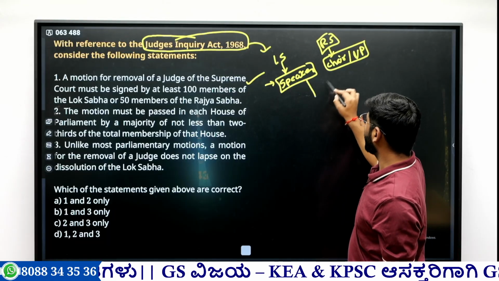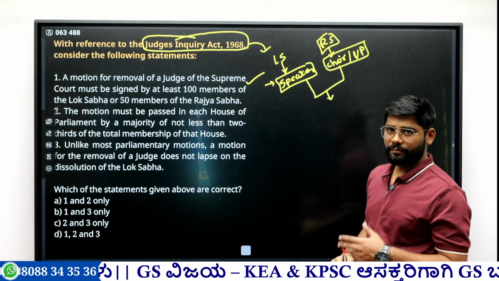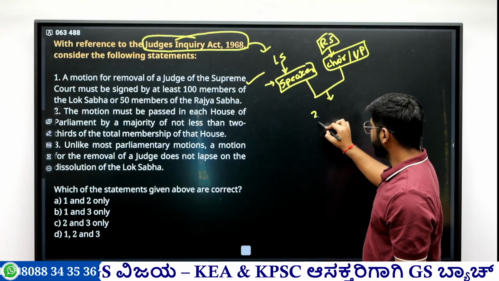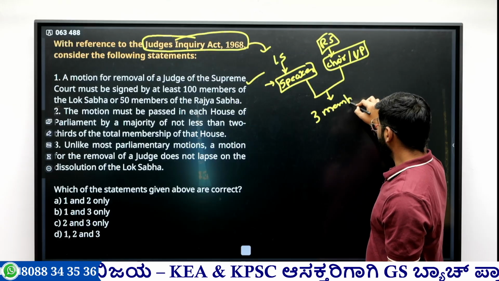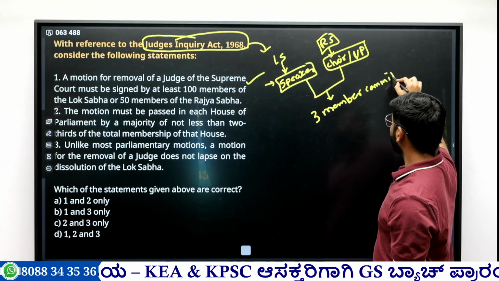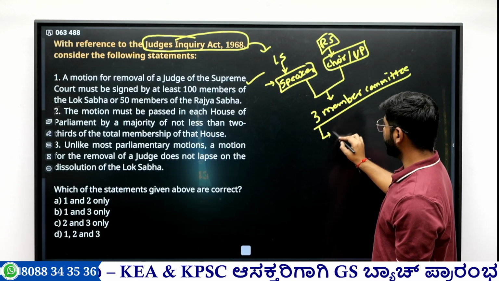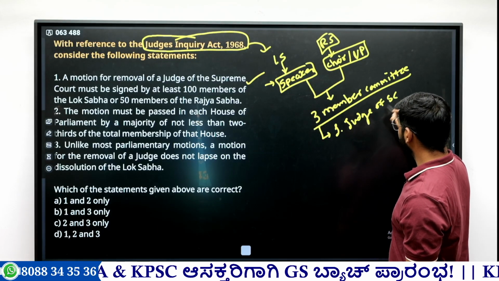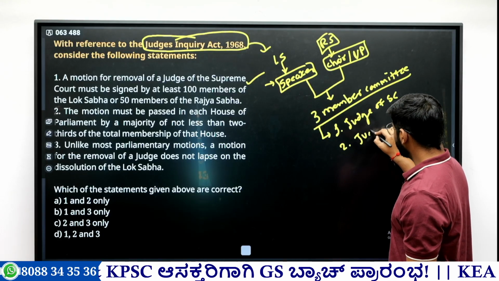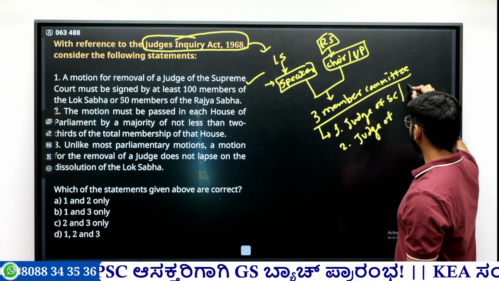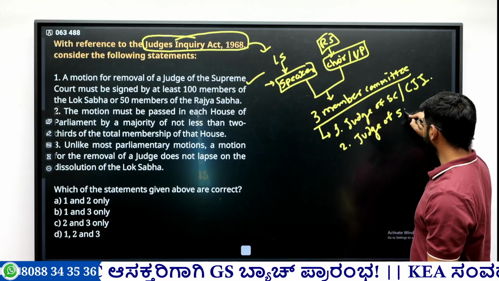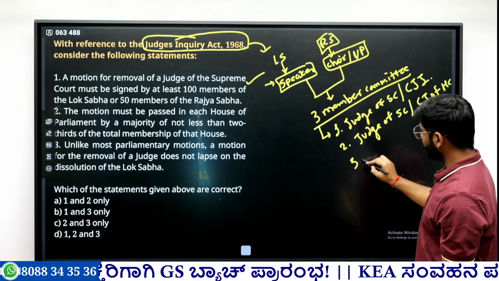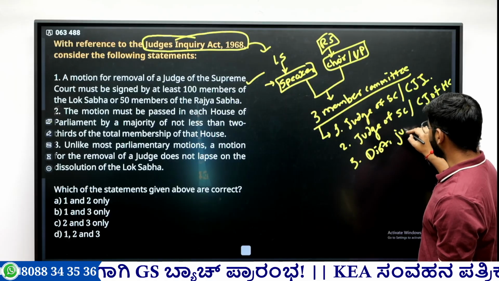Now suppose they have adopted it. If the speaker adopts, the speaker will establish a committee, or if the chairman adopts, the chairman will establish a committee. So there would be a 3-member committee, made up of first a judge of Supreme Court or the Chief Justice of India, then a judge of Supreme Court or Chief Justice of any High Court, and third a distinguished jurist.